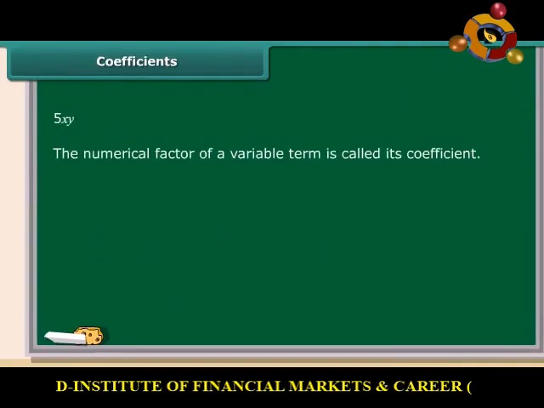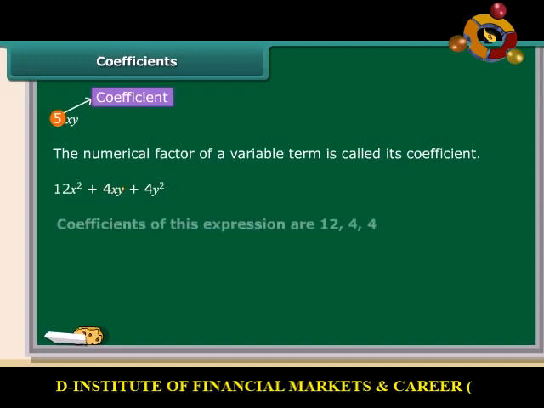The numerical factor of a variable term is called its coefficient. See in the term 5xy, 5 is the coefficient of the whole term. Let us take this expression 12x squared plus 4xy plus 4y squared. It has 3 terms and 12, 4, 4 are the coefficients of the terms.